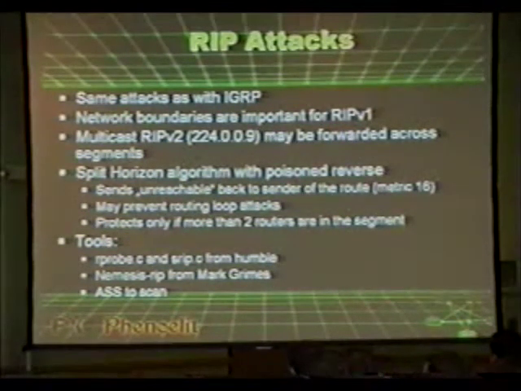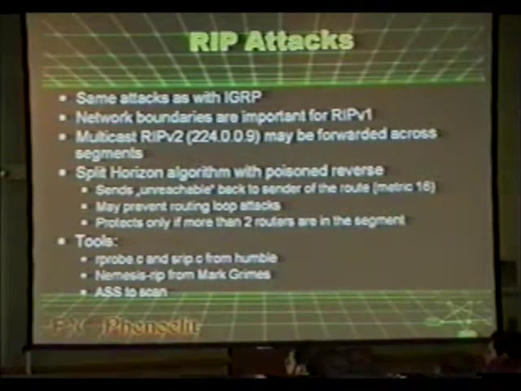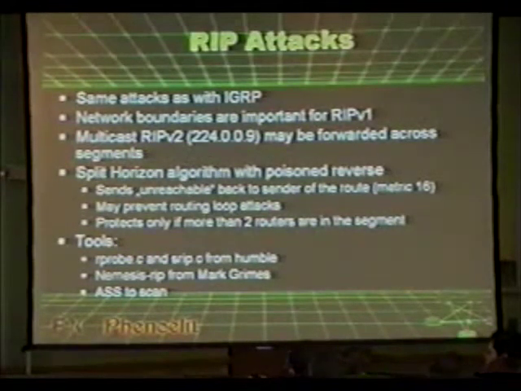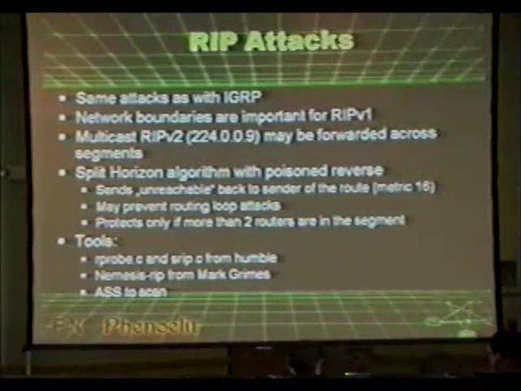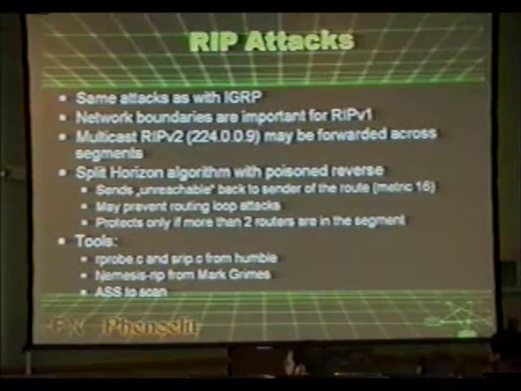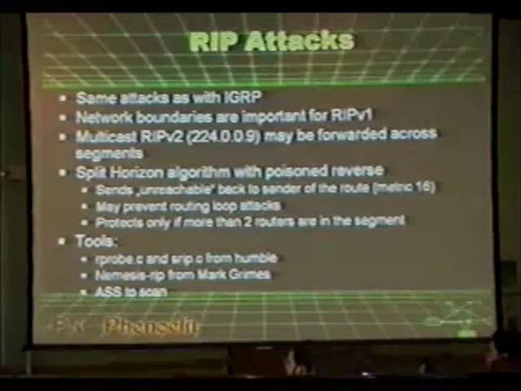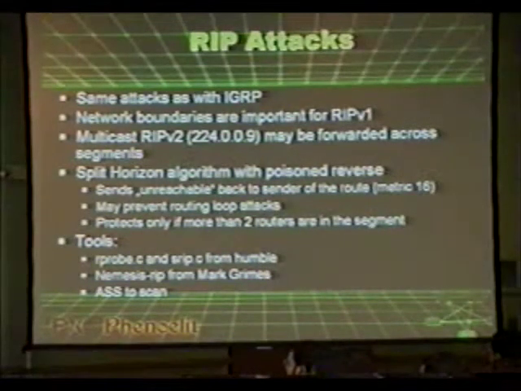So, which tools exist? RProbe and SRIP from Humble are probably the first RIP attack tools I've seen, which doesn't mean anything. You can use the Nemesis RIP or anything else you can think of based on libnet, because they support RIP. And you can use ASS to scan this. The problem at the moment is the RIP senders I know do not support the clear text authentication, which is defined in the RFC, so you might see that.